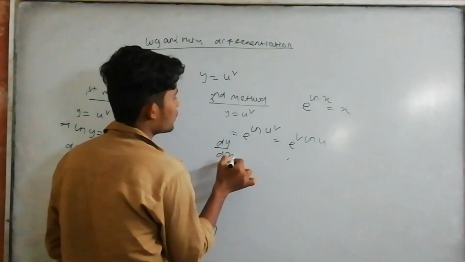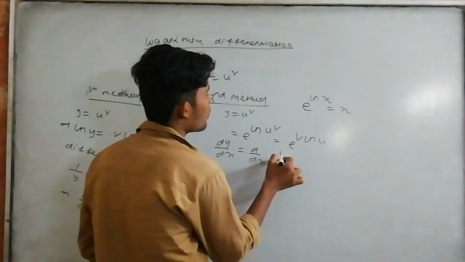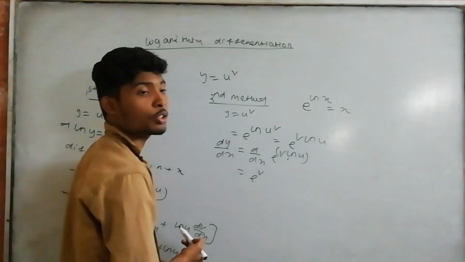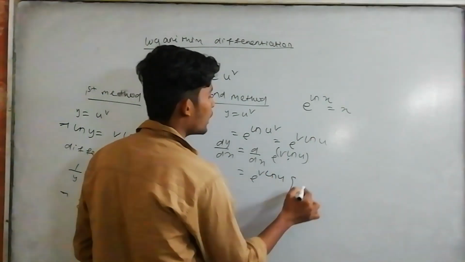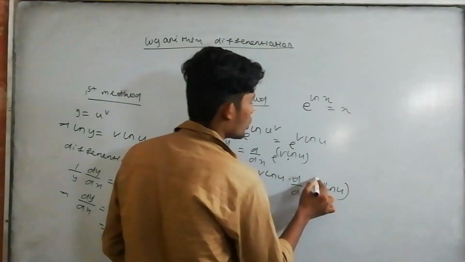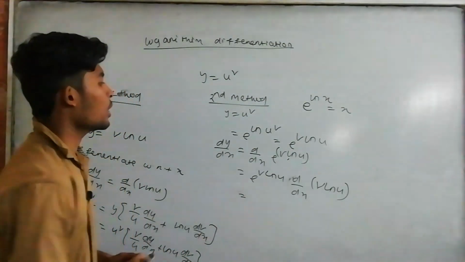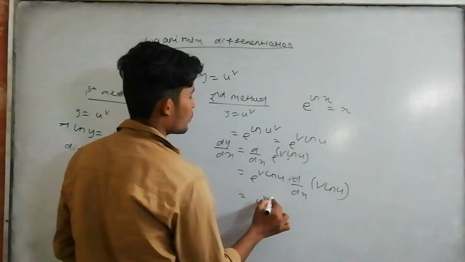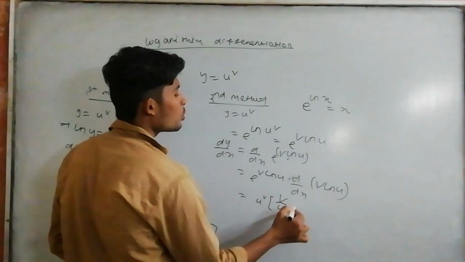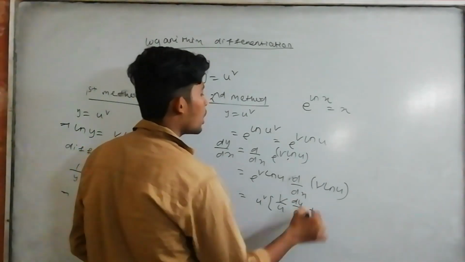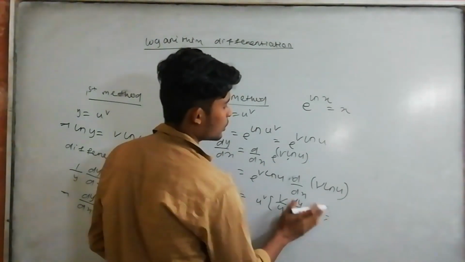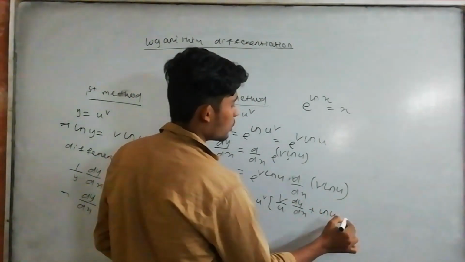Then dy by dx means d by dx of e to the power v ln u. The derivative of e to the power w is e to the power w, so e to the power v ln u times the derivative d by dx of v ln u. And e to the power v ln u is u to the power v, times the derivative of these functions, that is v by u du by dx plus ln u dv by dx.